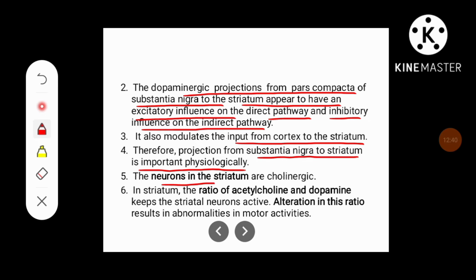The neurons in the striatum are usually cholinergic. In the striatum, the ratio of acetylcholine and dopamine keeps the striatal neurons active. Alteration in this ratio results in abnormalities of motor activities.